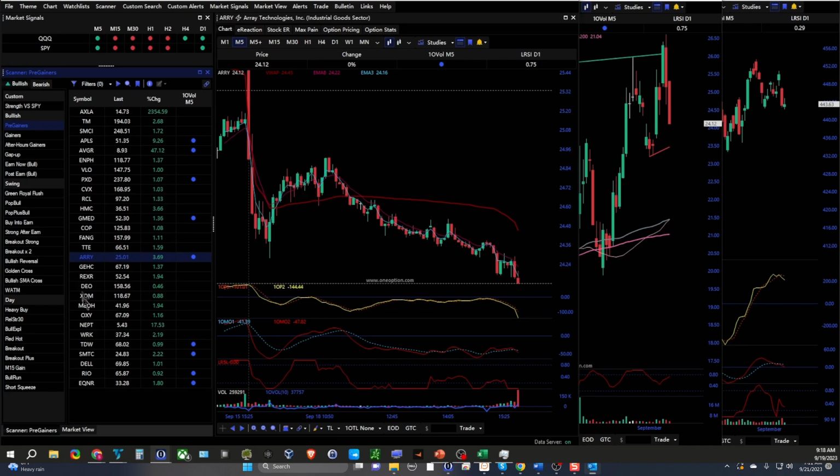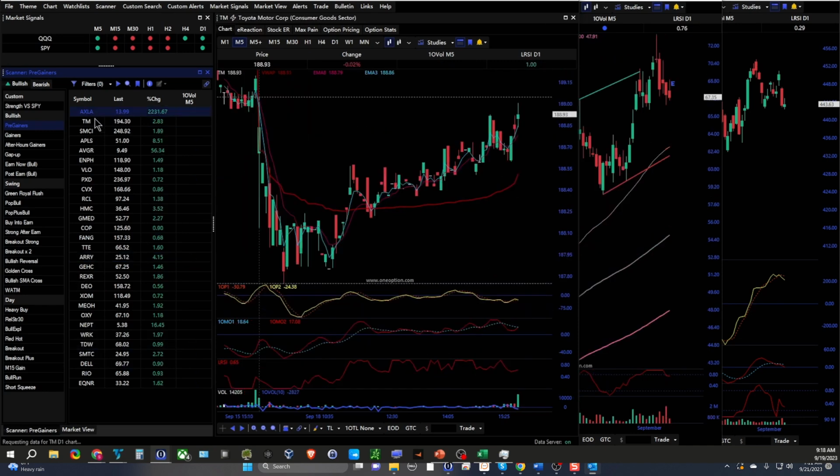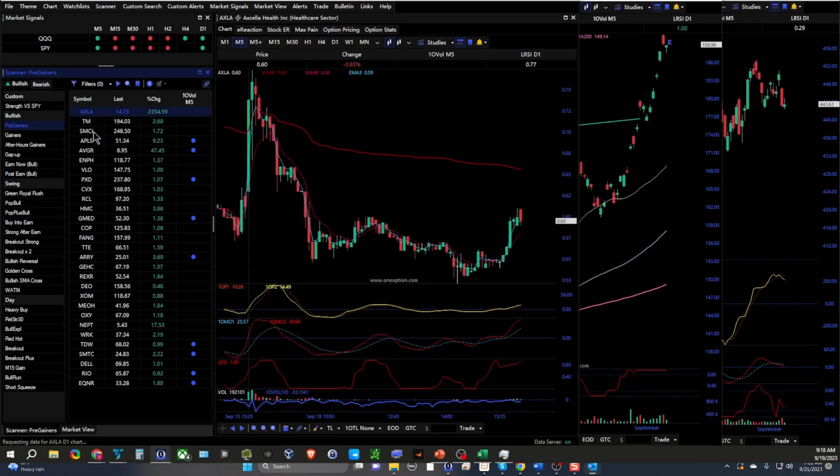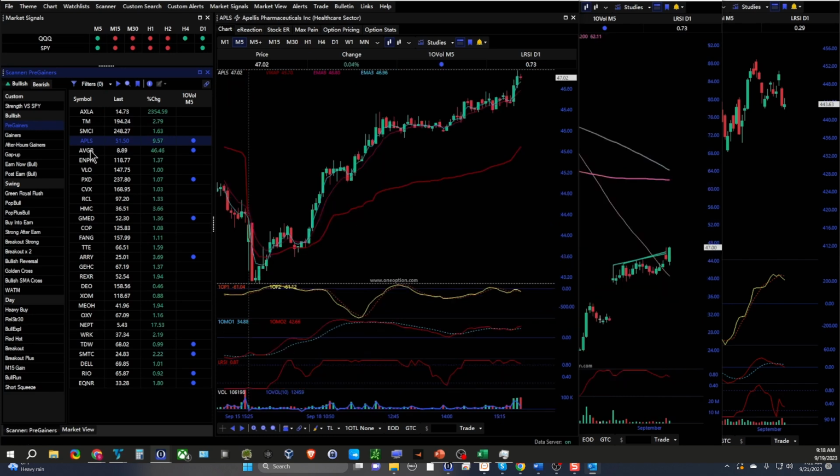I'm doing this real time, so I have no idea what looks good and what doesn't. I'm just trying to find an example of something that looks good. This is probably a low volume ticker. Let me pull it up over here off screen. I've got a better way of checking the volume.